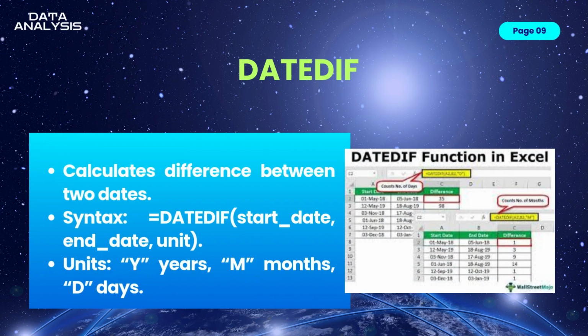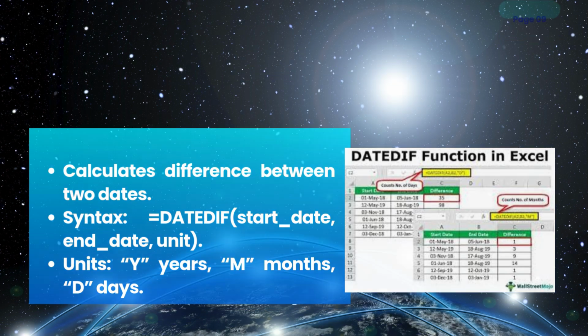DATEDIF for age or duration. Want to know how old someone is or how long something has been running? =DATEDIF(start date, end date, "Y") tells you the years. You can also use M for months and D for days. It's like Excel's birthday calculator.